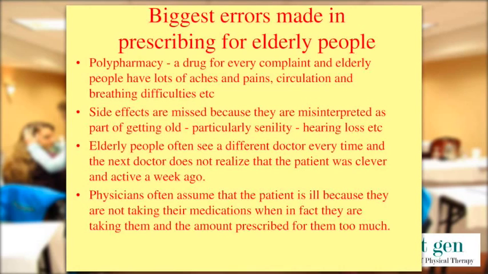So the biggest error made in prescribing for elderly people, once again, is polypharmacy. That's one of the big take-home points, and this seems to be a bigger and bigger problem as older people have more and more health problems. It seems that now it's common to just give them another medication rather than maybe trying other means. It's just easier sometimes, I think, for the primary care physician to just give them another medication.